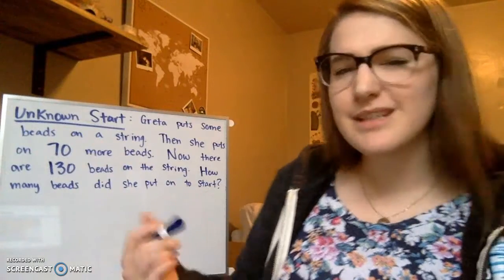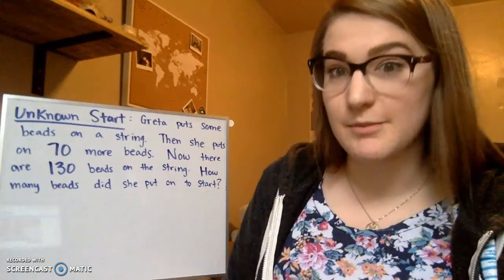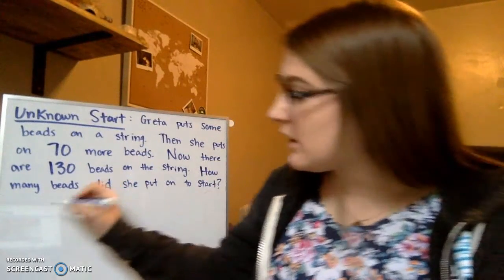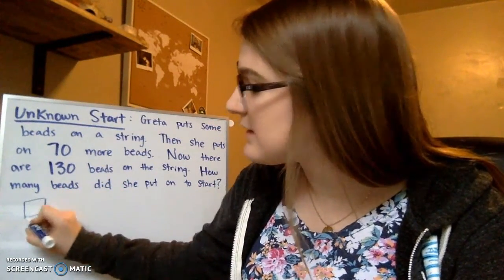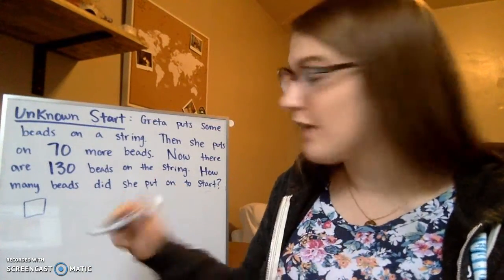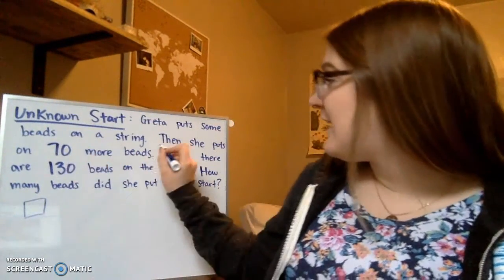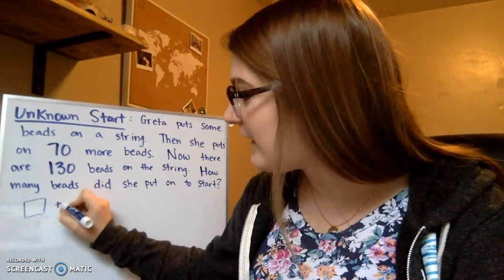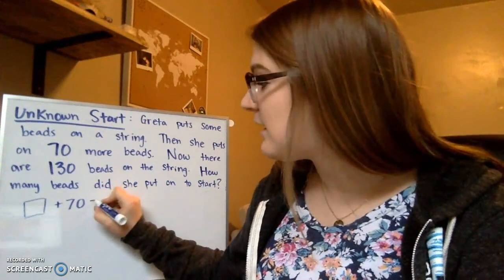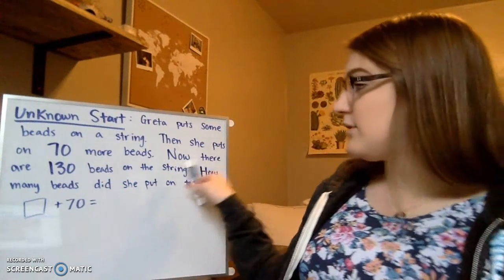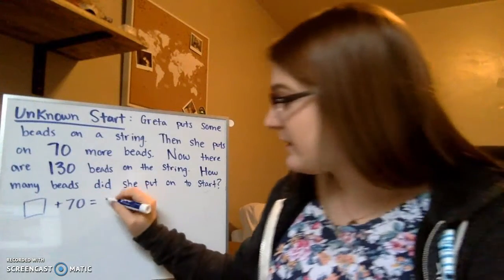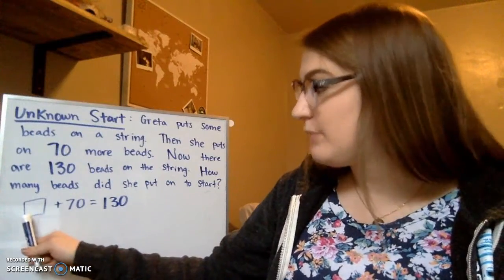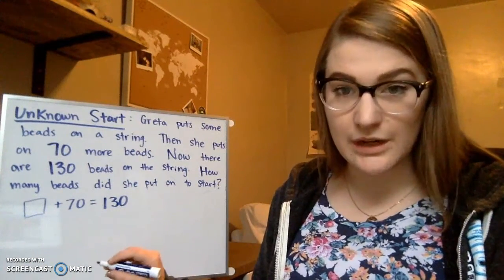All right, so let's talk about how we can represent this problem in a couple of different ways. If we don't know the start, we could just put a little box there, kind of like our blank, our unknown start. So our start, and then she added 70 more beads. She put 70 more beads onto the string, so we're adding 70 beads to get a total. So now there are 130 beads on the string. So that's one way we could do it. We could do blank plus 70 equals 130.